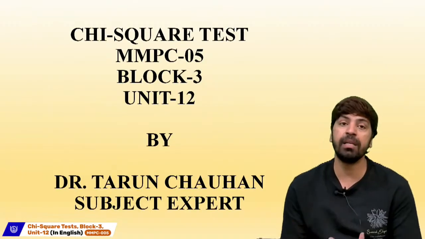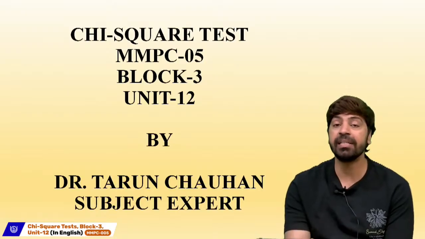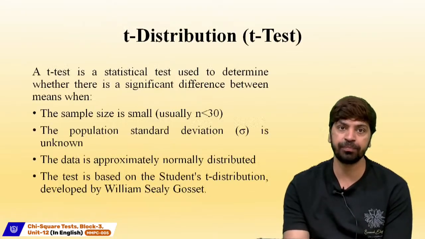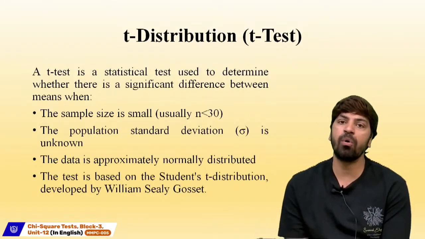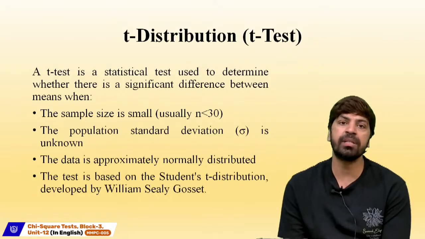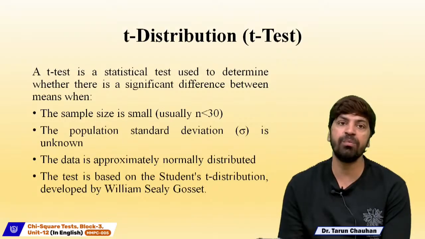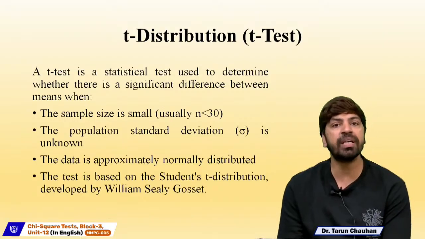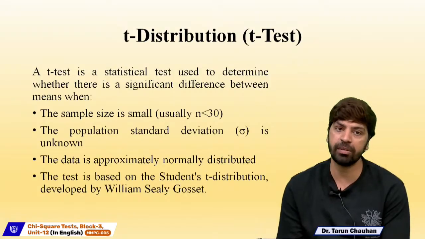So before we learn about the chi-square test, it is good to learn the t-distribution test. The t-distribution, in other words, we can also call a t-test. The t-test refers to a statistical test which is mainly used to determine whether there is a significant difference between the means of variables or not.